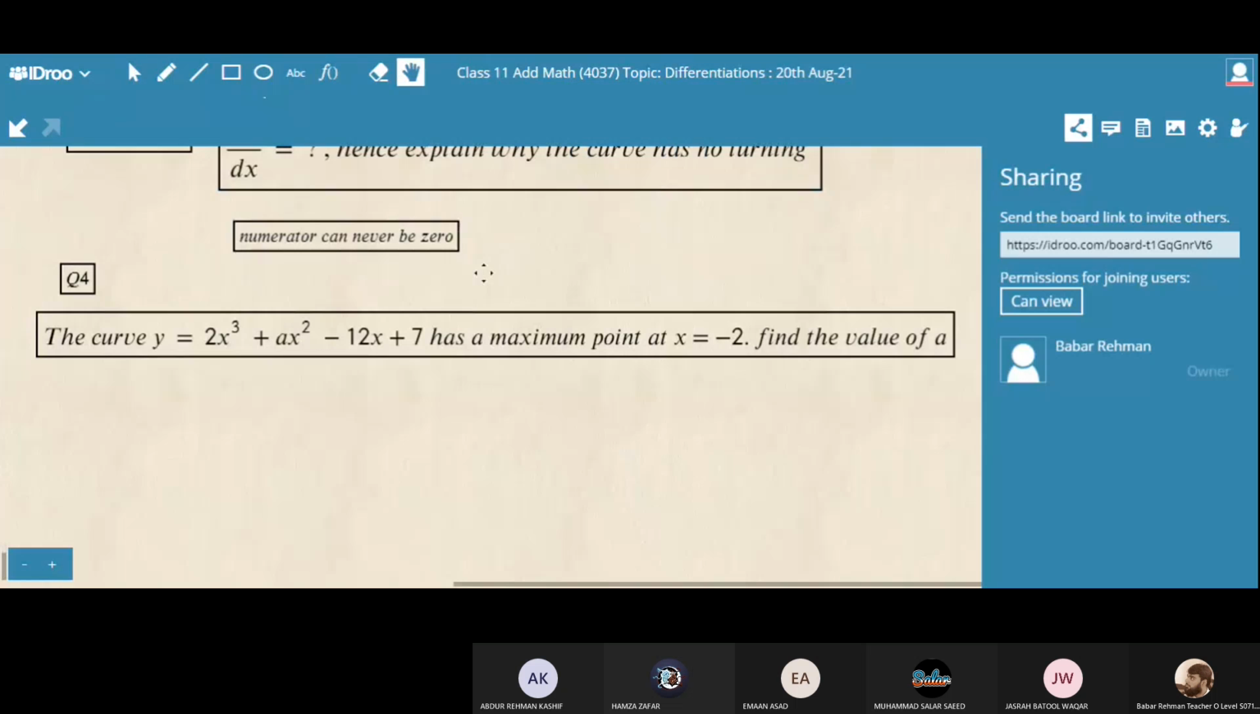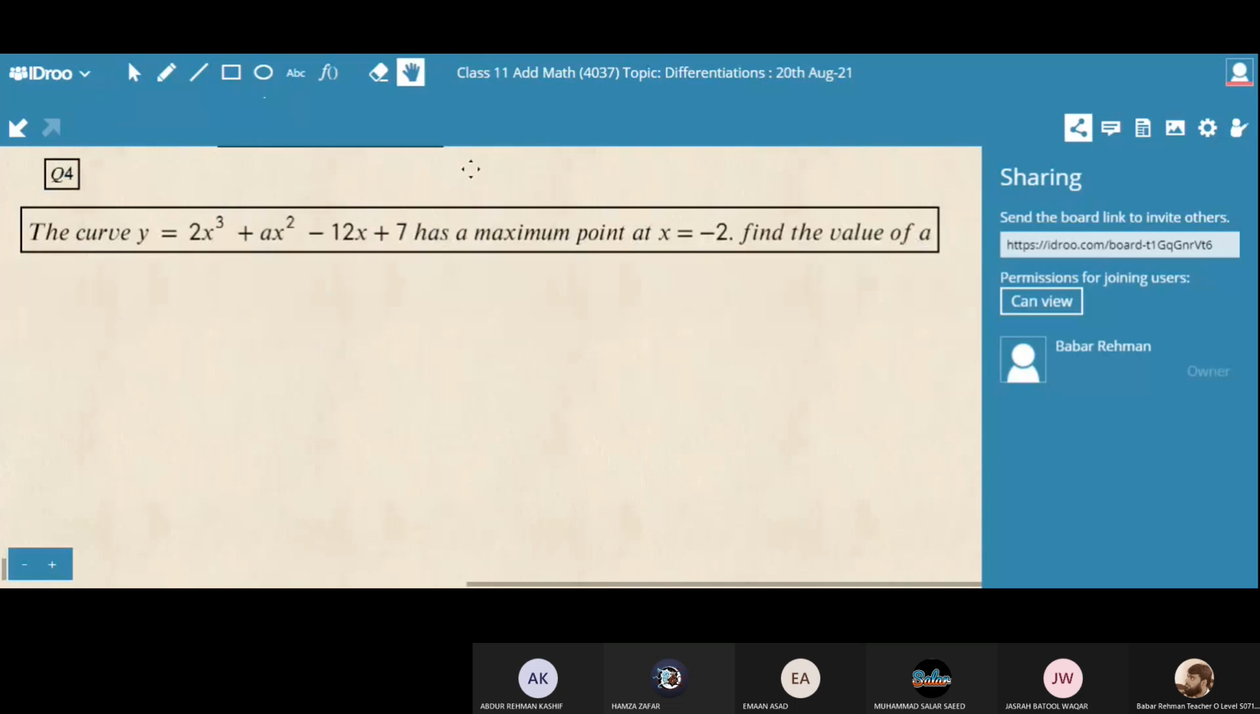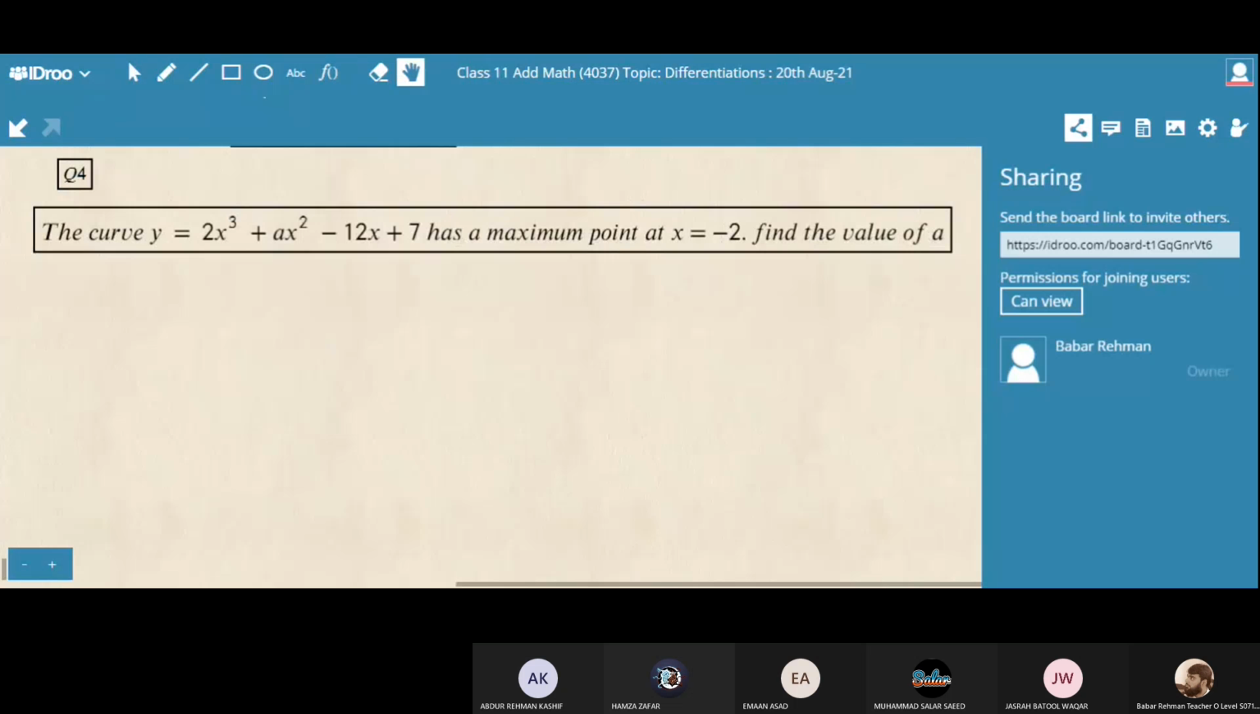Now, what is the value of a you have found from question number 4? We have short time now. Hurry up. Please tell the value of a. Maximum point at x is equal to -2. Find the value of a.